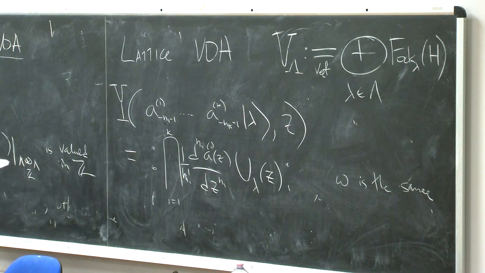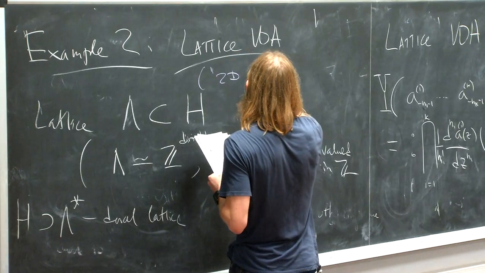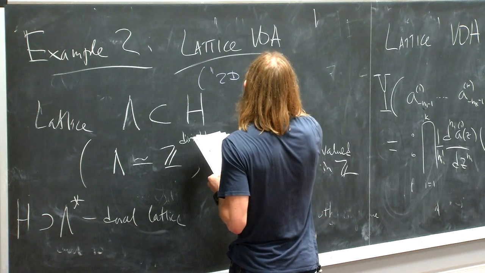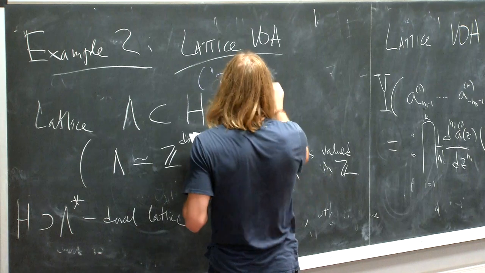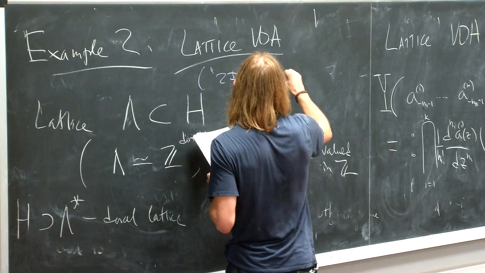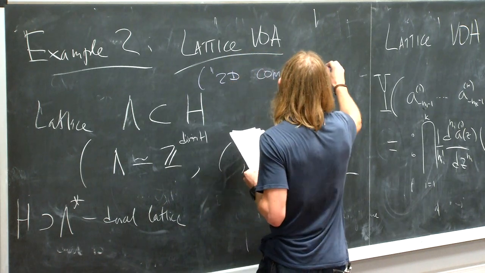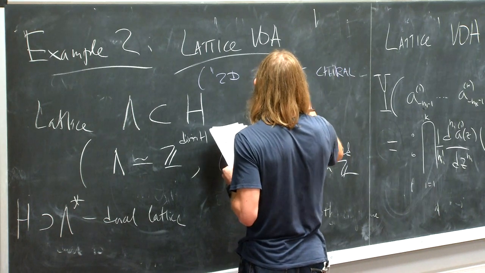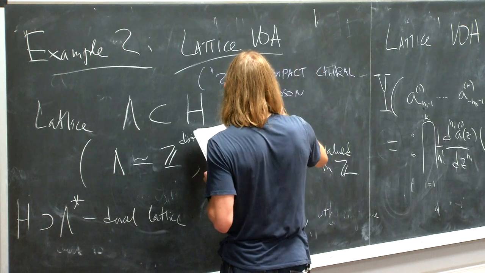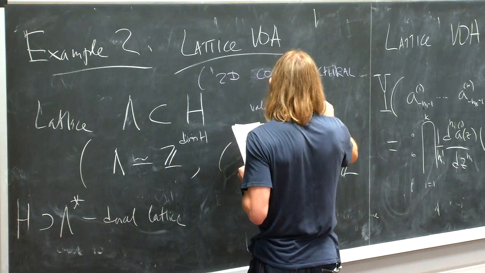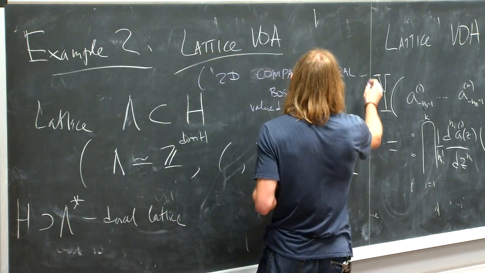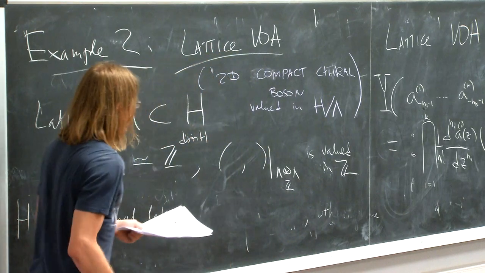So a similar remark: from physics, it now describes the two-dimensional compact chiral boson. Before, the boson was valued in the target space H, and now the target space is H divided by lambda. That's why it's compact.